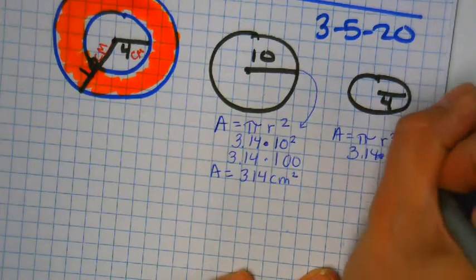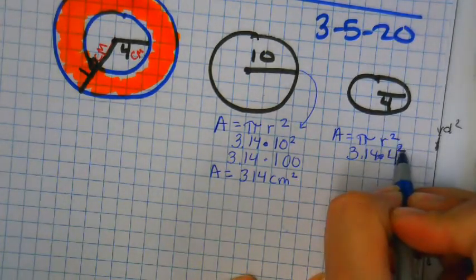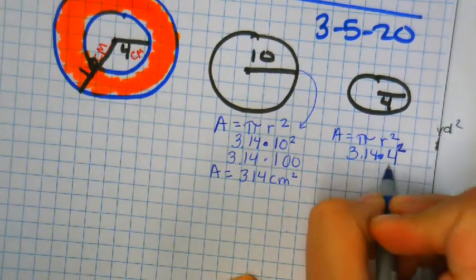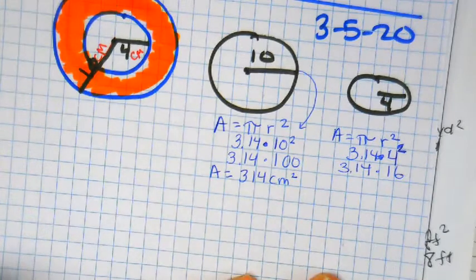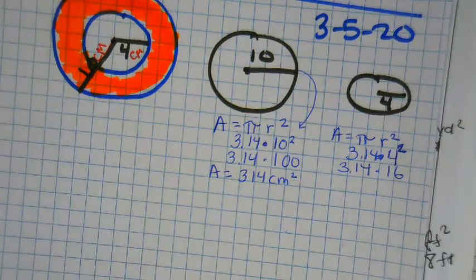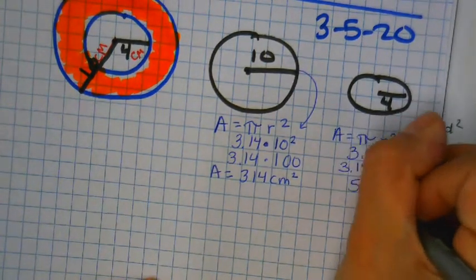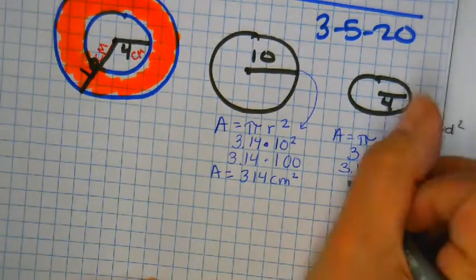And then I square it. Julio, what's 4 squared? 16. Good. All right, use a calculator. 3.14 times 16. 50.24. What is it? 50.24. 50.24 centimeters squared. Thank you.